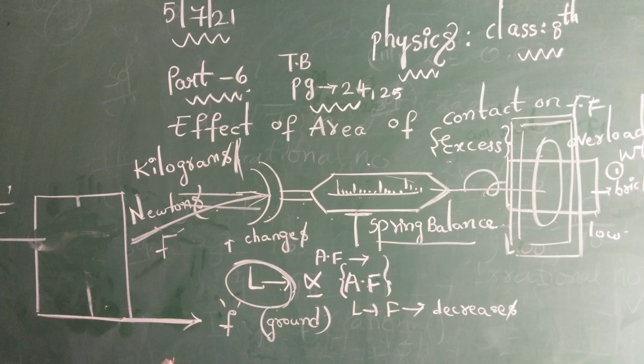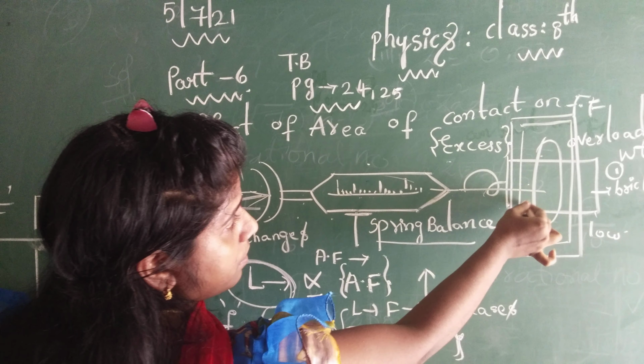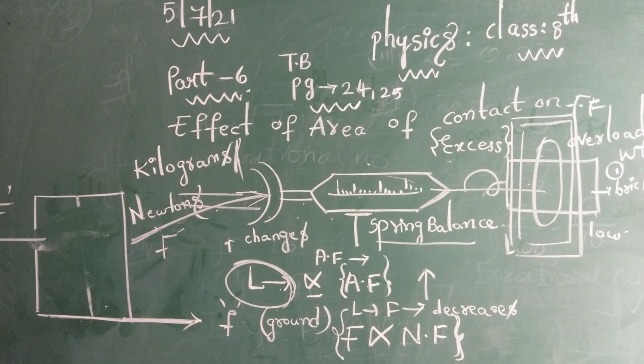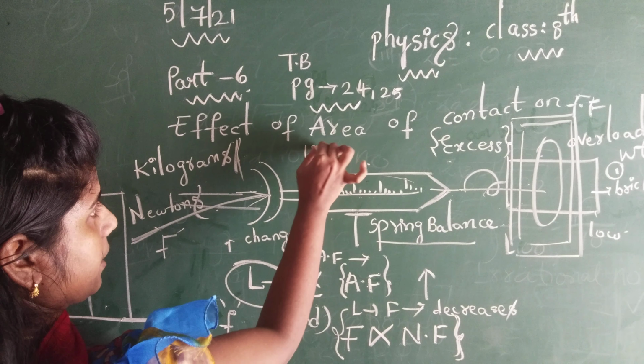As you keep on adding n number of weights to the selected object, the frictional force will be in excess. If there is excess frictional force, it doesn't have the chance of showing its actual support to the object. So frictional force should always be limited.